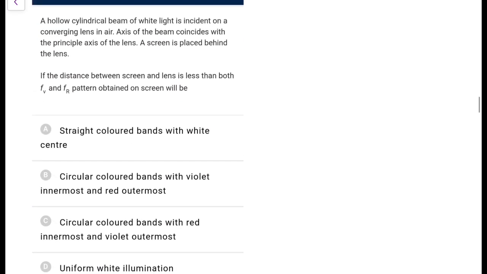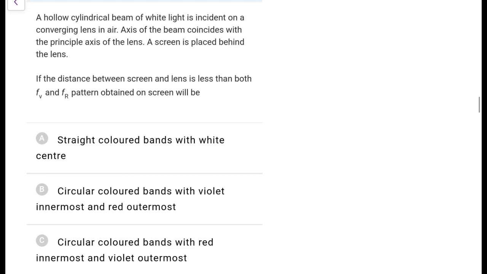Next one: a hollow beam of white light is incident on a converging lens. The axis of the beam coincides with the principal axis. A screen is placed behind the lens. If the distance between screen and lens is less than both FV and FR, what will the pattern obtained on the screen be? The screen is closer than the focal points.